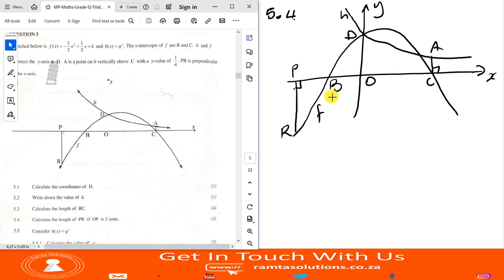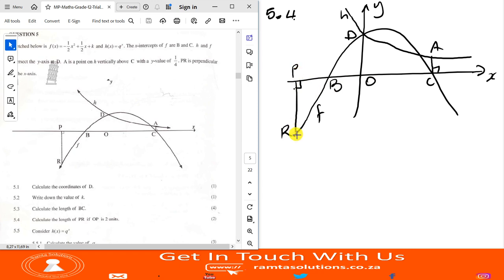Okay, this is like this. They say OP is 2 units, so this distance here is 2 units. If this distance is 2 units, it means the x value here is -2. Do you still remember what the x value here was? It was -1. The x value here is 2 units because they say OP is 2 units, so the x value here is -2.